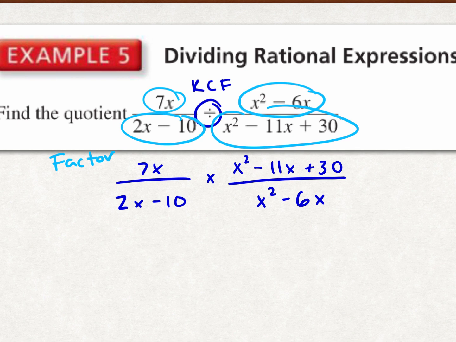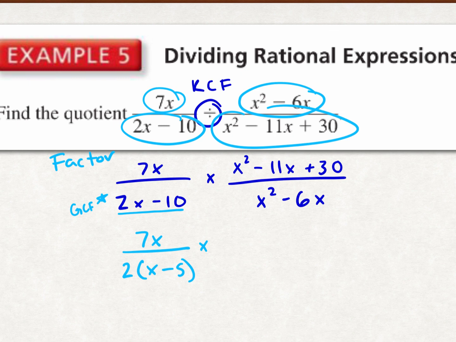So looking at my denominator in the first fraction here, 2x minus 10. Can I factor this anyway? Take out the 2. We're going to take out the GCF. So I have 7x on top. That can't be factored. We're just going to leave it there. And then I'm going to take out the 2 on the bottom. So it turns into x what? Minus 5. So we took out the GCF here.